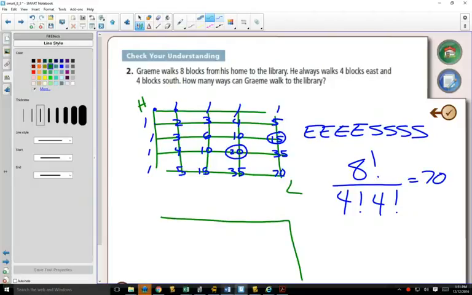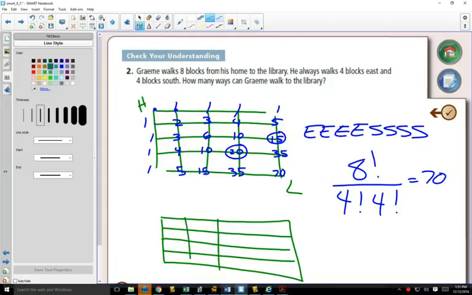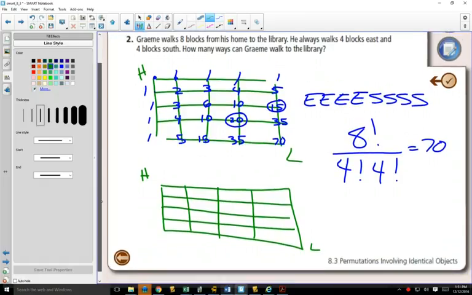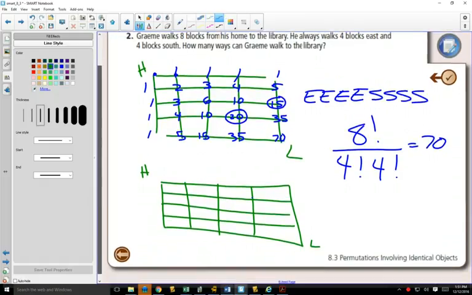Now, we can add and make this question more interesting. Oh, yes, we will. All right, here's Graham's house. Here's the library. And Susie lives here. And now, all of a sudden, every time that Graham is walking to the library, he happens to always go by Susie's house. How many ways can this be done if he has to walk by Susie's place?